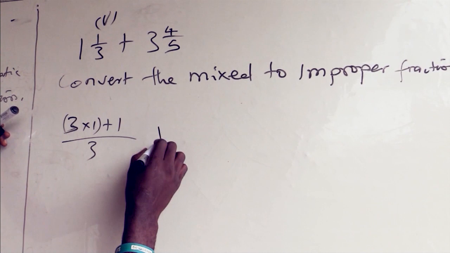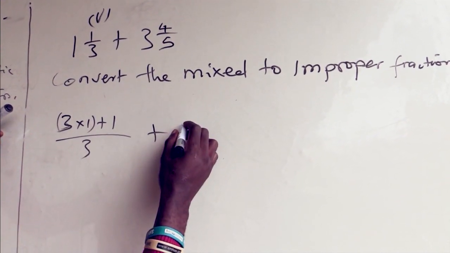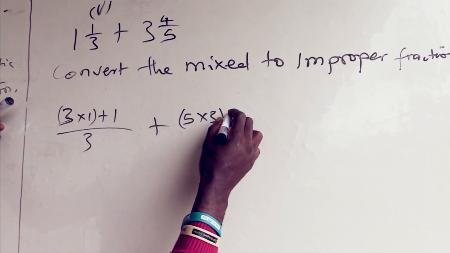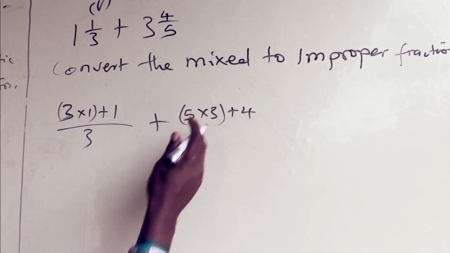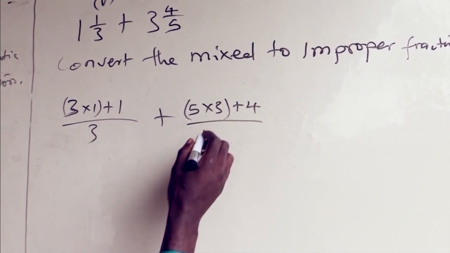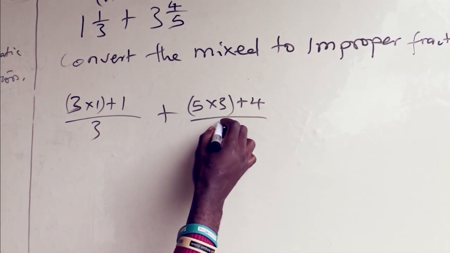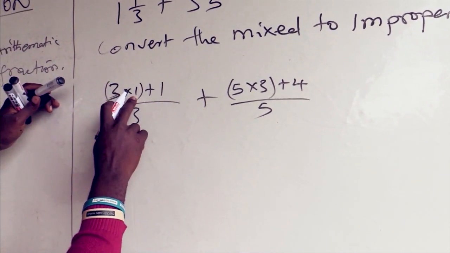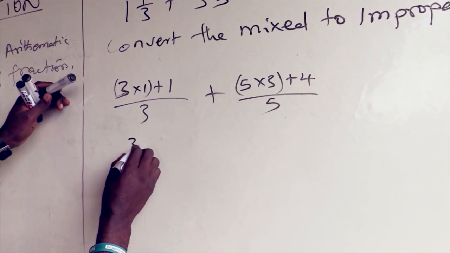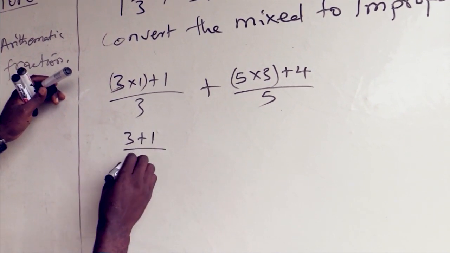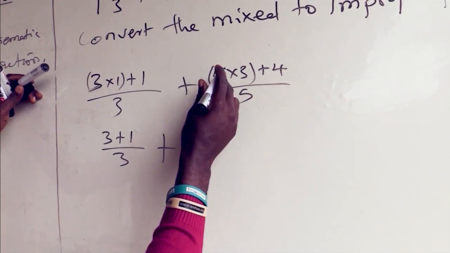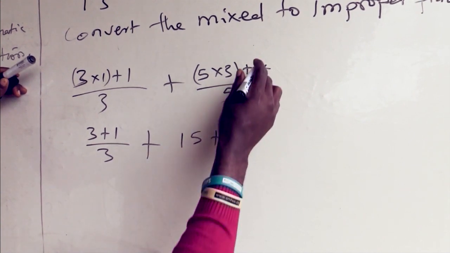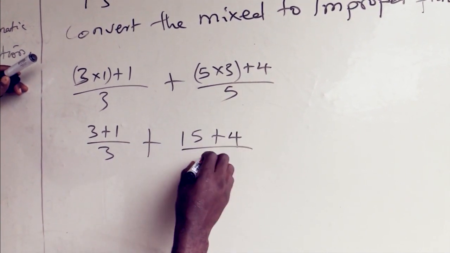Now plus the same thing here: 5 multiplied by 3 plus 4. Any place I put a bracket, you know that is the one you solve first, all over 5. So when we do that, we now have 3 times 1 is 3 plus 1 all over 3. Now plus 5 times 3 is 15 plus 4 all over 5.